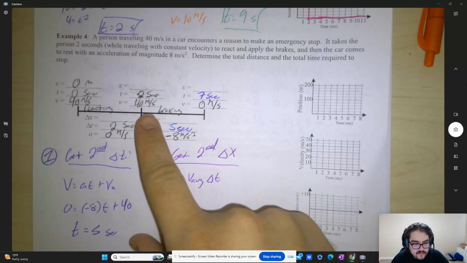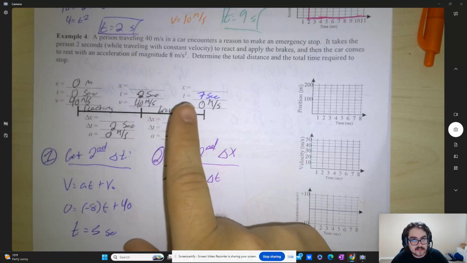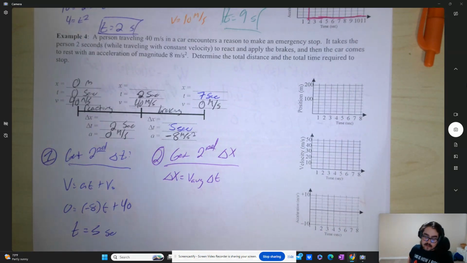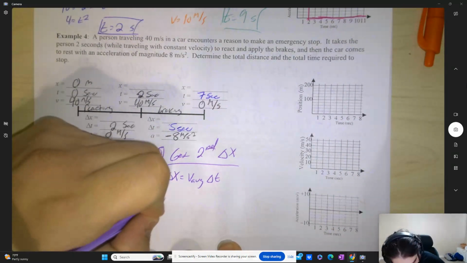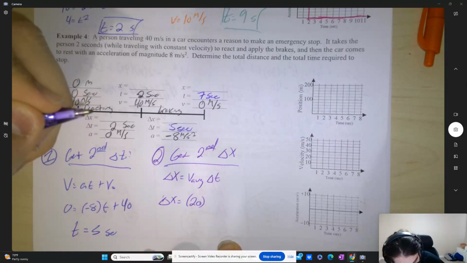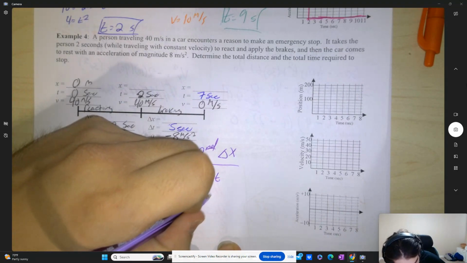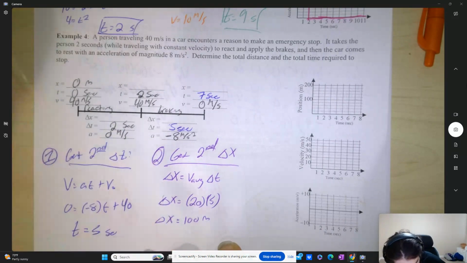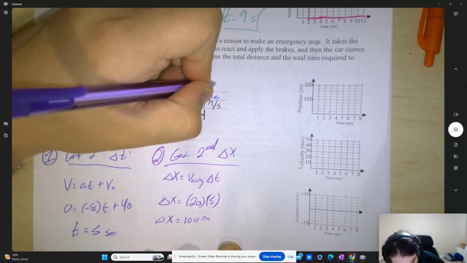Okay, well the average velocity is 20, because 0 plus 40 divided by 2 is 20. That's the number of values I'm working with. So I should get delta x is equal to 20 times the time, which is 5 seconds. So it should be 100 meters. Okay, so he ends up at the 100 meter mark.